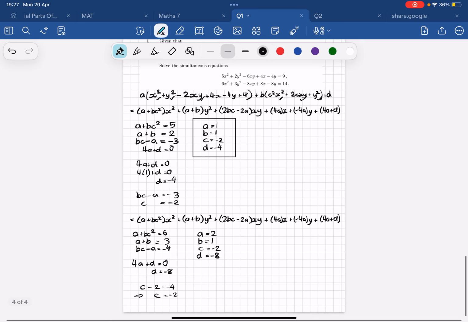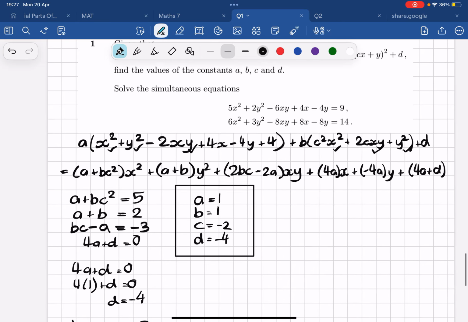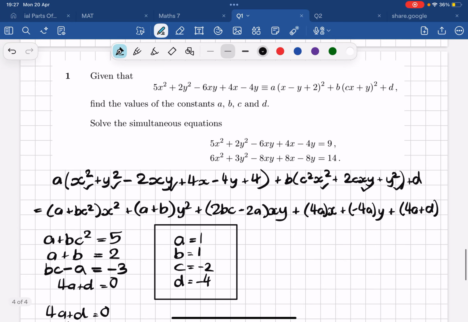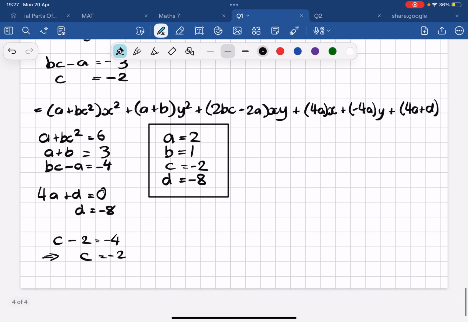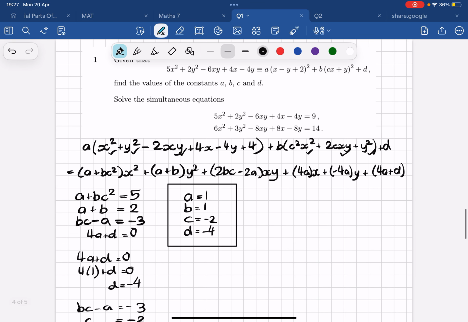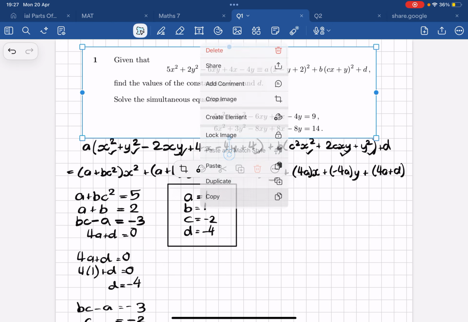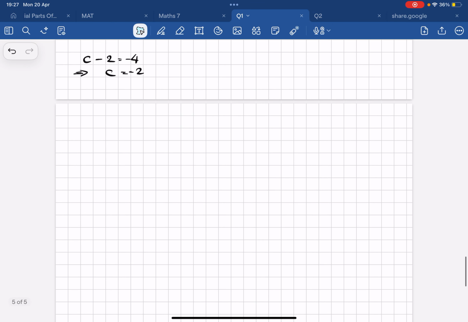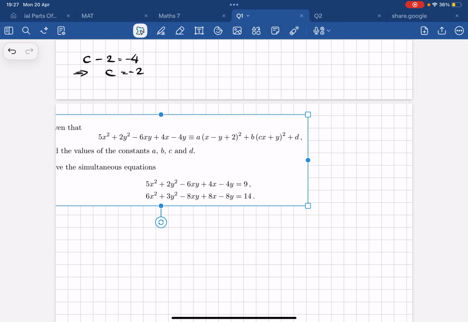So now that we've found these values for a, b, c, and d, let's write our equations out in this form: a times (x minus 1) plus 2 squared, plus b, plus d. So if I copy the question down, right.